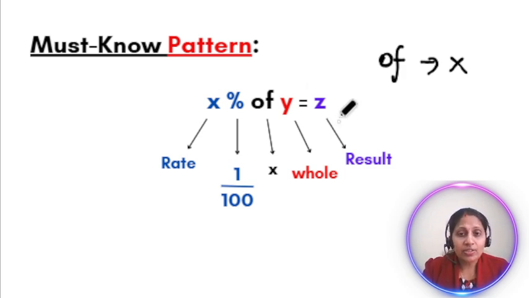In any question, they will give you two of these. Say, for example, X and Y will be given, and they will ask you to find Z. Or Y and Z will be given, and you will be asked to find X. Or they will give you X and Z, and ask you to find Y. So let's understand this with an example.